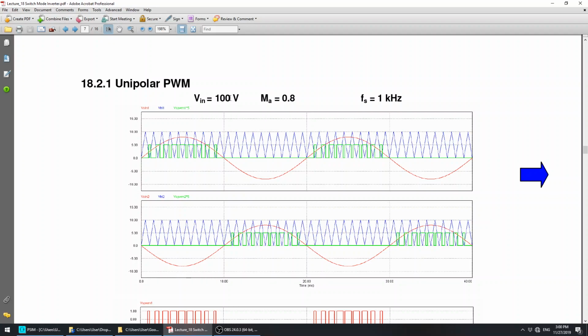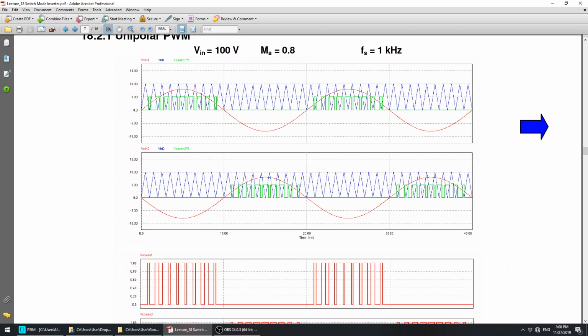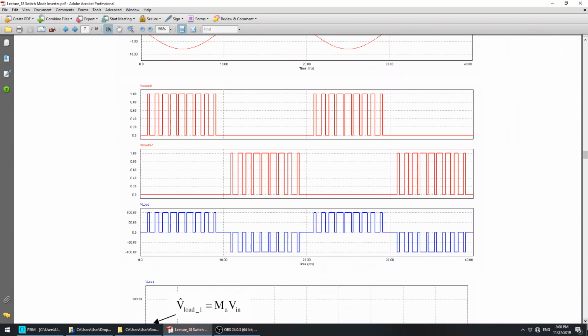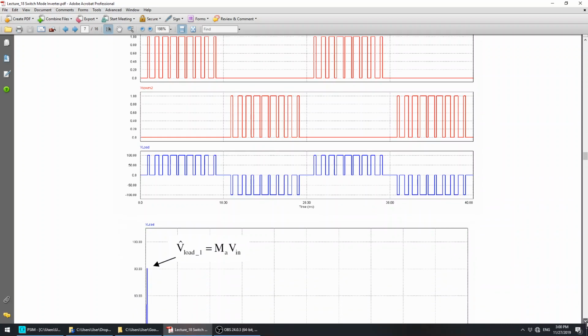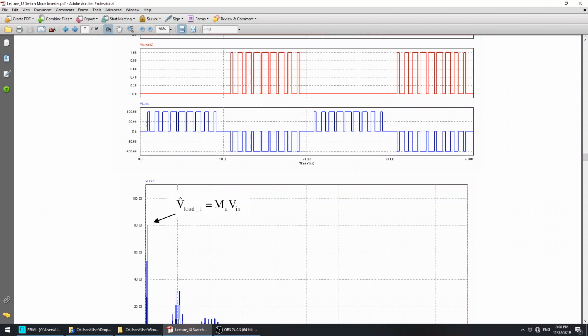So we have V in equals 100 volts, the modulation index 0.8, and a switching frequency of 1 kilohertz. These are the two signals to S1 and S2, the diagonal switches, and the other diagonal switches will receive the output of the second comparator. And this is your pulse SPWM1, pulse SPWM2, and finally this is the load voltage across the resistor. Whenever switch 1 is on, the load will be connected to the positive voltage V in. Because it's a full bridge, it equals V in.